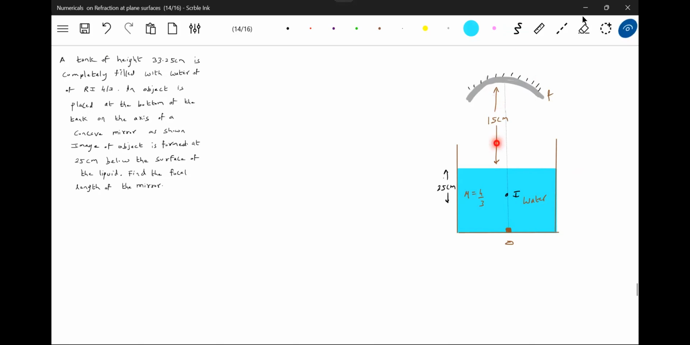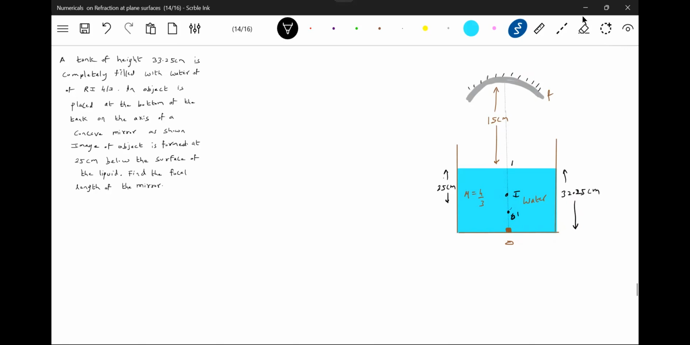So 15 centimeter. The tank has a height of how much? 32.25 centimeter. Okay, what this particular layer of liquid will do is, first the rays emitted by it will undergo refraction and reach here. So you can take this to be the apparent depth. So first, where will O dash appear? O dash will appear here.